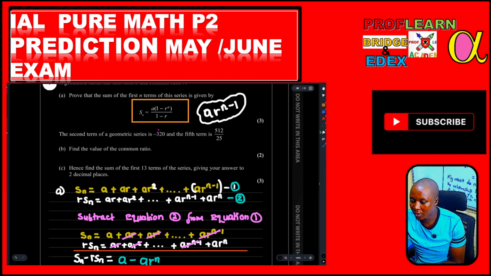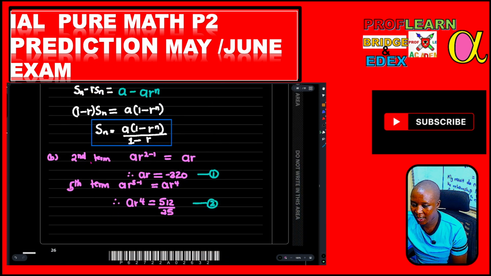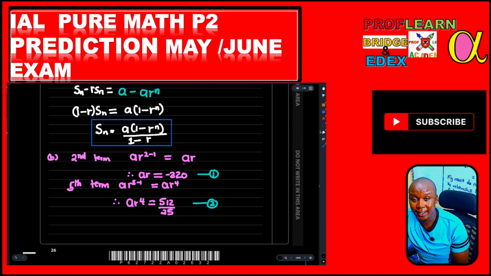So we can write the second term and the fifth term so that we can find r. Second term will be ar raised to 2 minus 1 because n is 2, and that's going to be ar, and the fifth term is going to be ar raised to power 4. We were told the second term was negative 320 and the fifth term was 512 over 25.